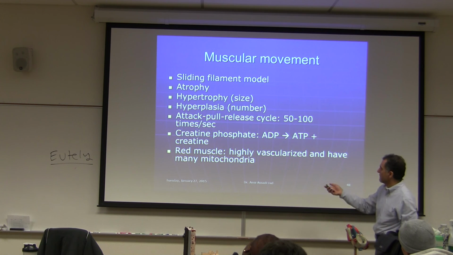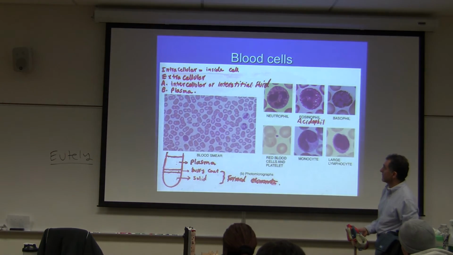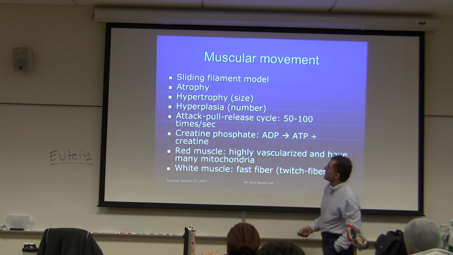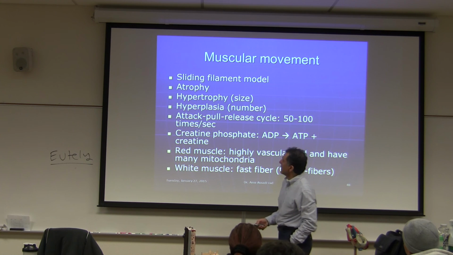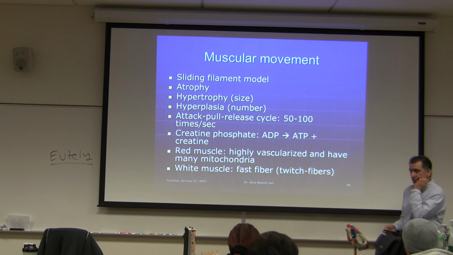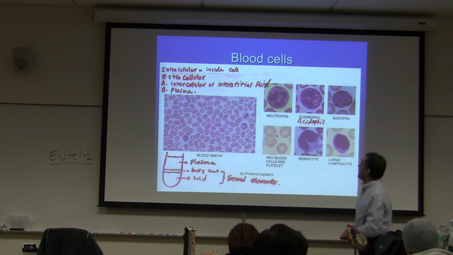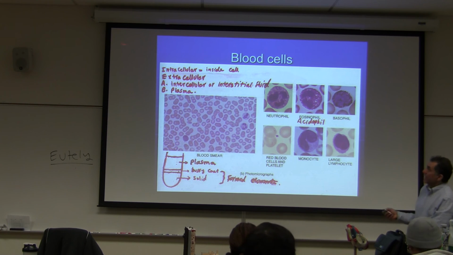Red muscles, high vascular portion, many mitochondria, white muscles, and so on and so forth. There is some other thing I forgot to mention on muscle contraction, but anyhow, if it comes up, we'll talk about it. Okay, the next one is your blood, intracellular.